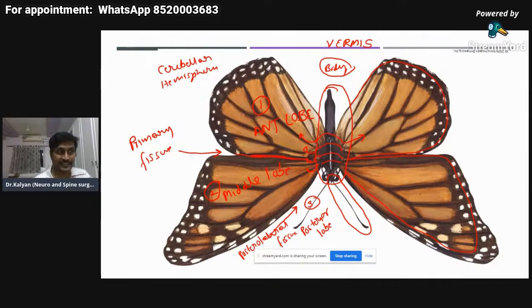So you have identified the vermis. You have identified the three lobes of the butterfly. And next, try to identify the fissures. Were you able to identify the fissures? This is the primary fissure, which separates the anterior lobe from the middle lobe. And this is the posterolateral fissure, which separates the middle lobe from the posterior lobe.